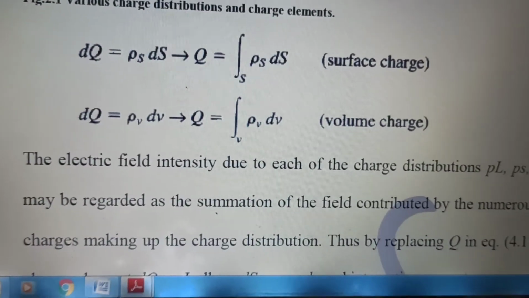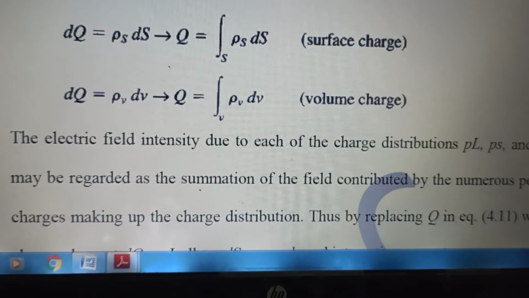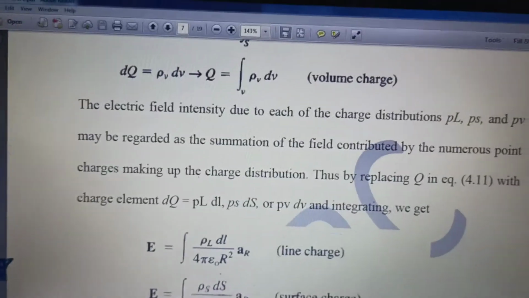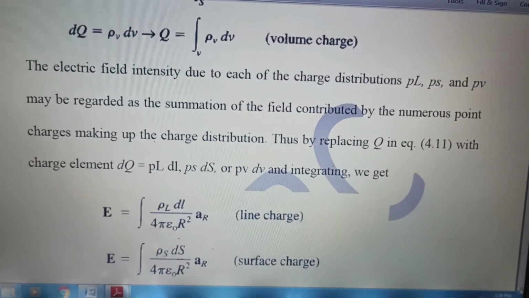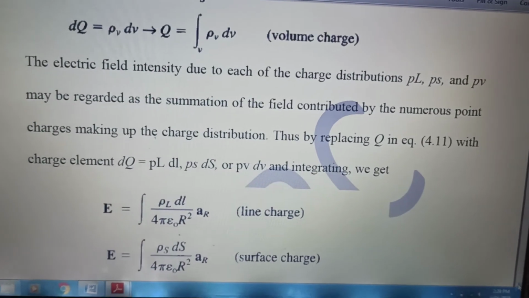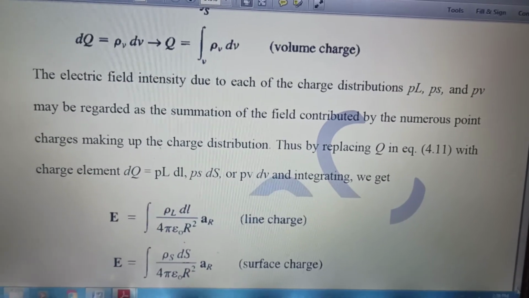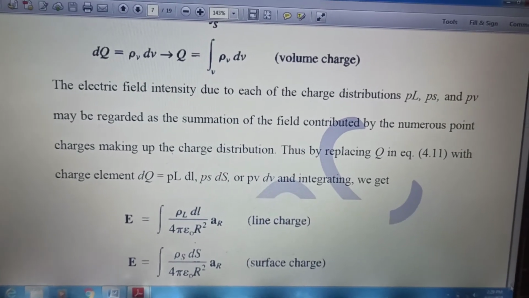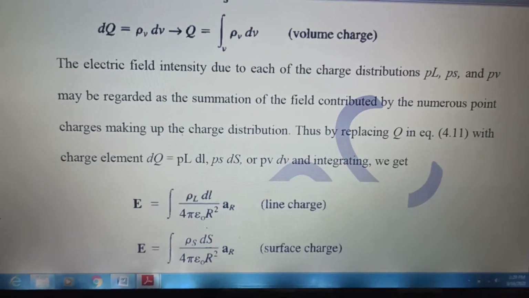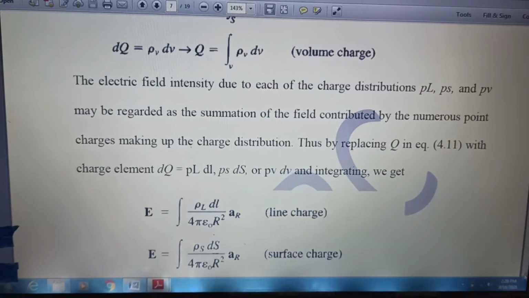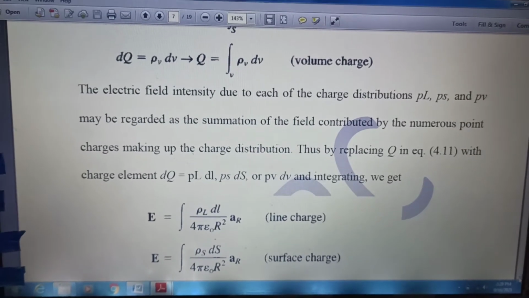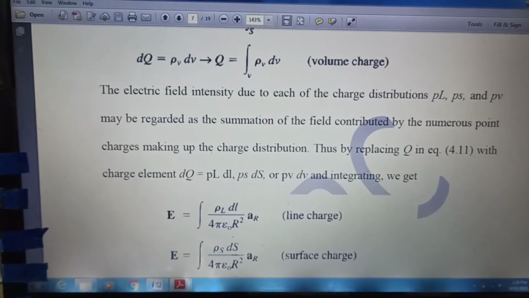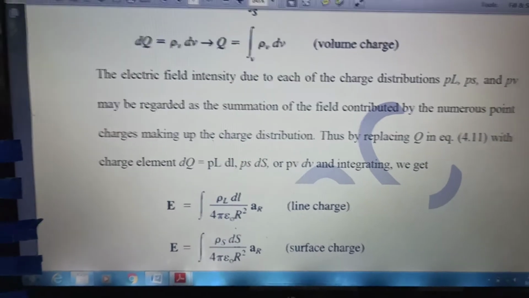Now, the electric field intensity due to the charge distribution will obviously be q upon 4 pi epsilon naught r square, multiplied by the radial vector. So this will give us the electric field. Similarly we can get another electric field in terms of surface charge density. Simply multiply that by ds, we will get q.